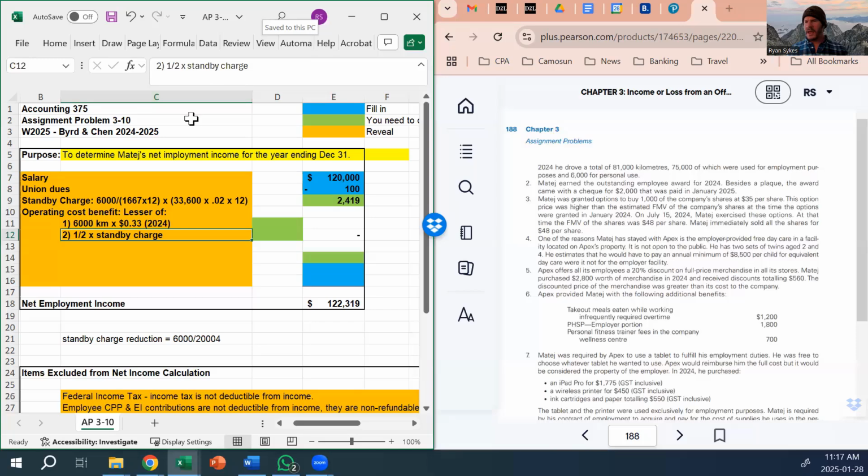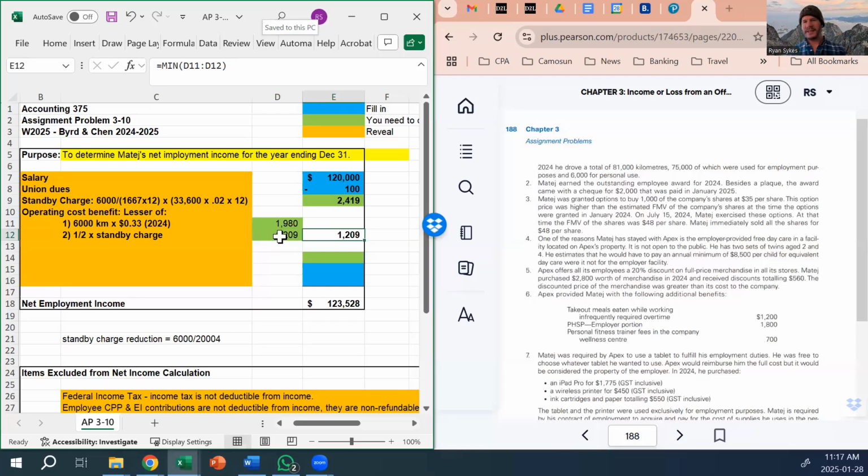So the second term in the lesser of values here is 1/2 times the standby charge. So basically, take whatever standby charge you would have calculated, which is 2,419, and look at half of that. The lesser of those two things is the one you want to choose, because remember, a taxable benefit is an income inclusion. We want those to be as small as possible. So if we have the option to choose between two numbers, we want to take the smaller one. The first one, if you do the math on it, is 1,980. The second one is 1,209. And guess what? The lower of those two things is 1,209.